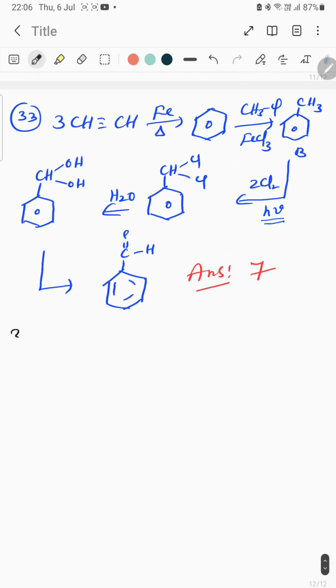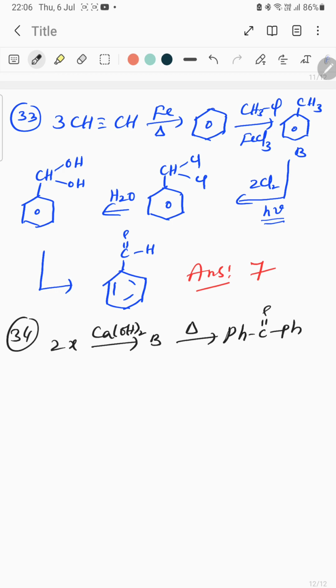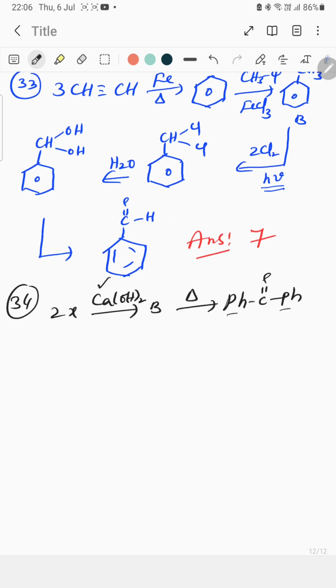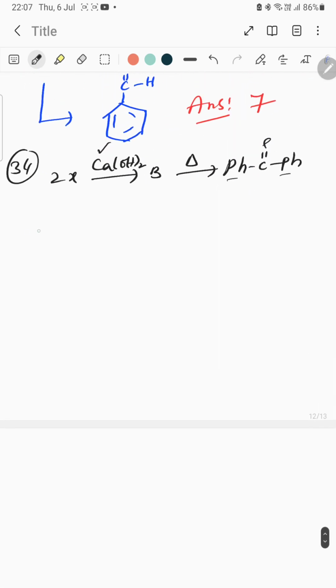Next, 34. 2X gives rise to calcium hydroxide, B upon heating gives PhC double bond O Ph. Number of sp2 carbon atoms present? Once observe it, calcium hydroxide is the base. Generally, base reacts with acid to form salt. But the formed compound has benzene rings present. So X is C6H5 C double bond O OH, benzoic acid. Write one more benzoic acid.